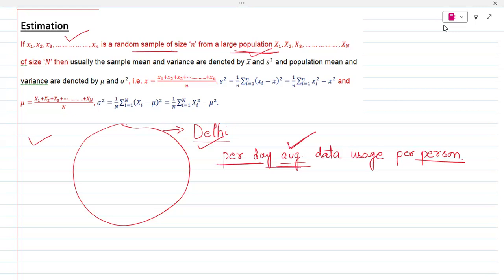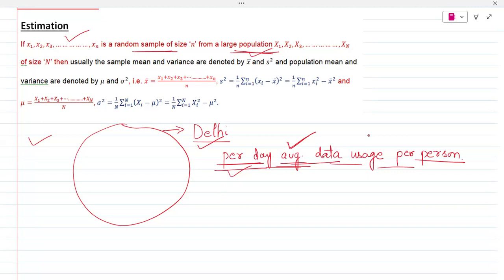Why would one be interested in estimating this? For example, say I am a mobile operator and I want to launch new data packs in Delhi. For that, obviously, I need the per day average data usage for each citizen of Delhi.